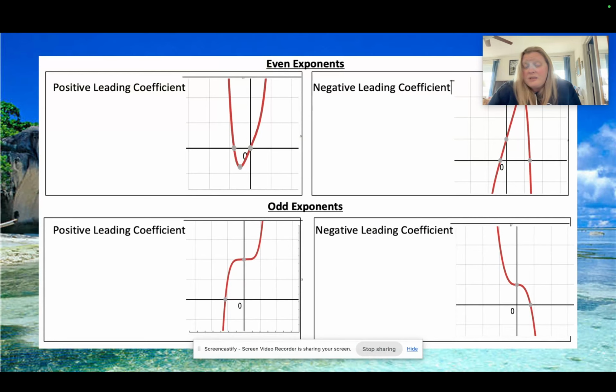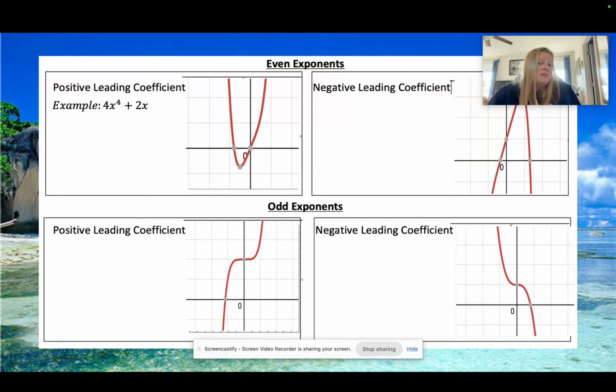So there's 4 scenarios that are possible. Either your degree is even or it's odd. It's one or the other. And if it's even, it either has a positive leading coefficient or negative. And same thing if it's odd, either the leading coefficient's positive or it's negative. So every problem you get is going to be one of these 4 situations. So I'm going to start out with my evens.